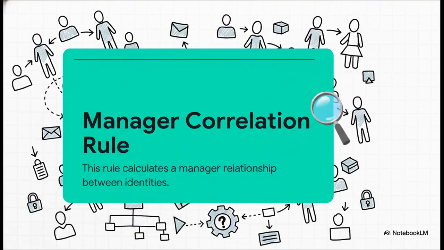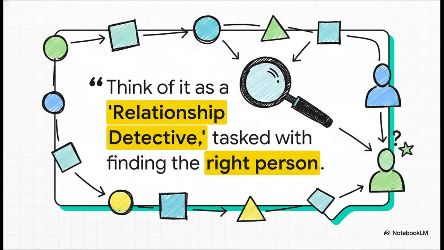So the solution to this puzzle is the manager correlation rule. This is a highly specialized tool. It's designed to do one job and one job only: figure out the manager relationship by letting you spell out the exact logic for finding the right person. The best way to think of it is as a relationship detective. And this is so important. Its only job is to investigate. It follows the clues you give it to find the correct manager identity. It doesn't change data, it doesn't format anything, it just finds the right link in the org chart chain.